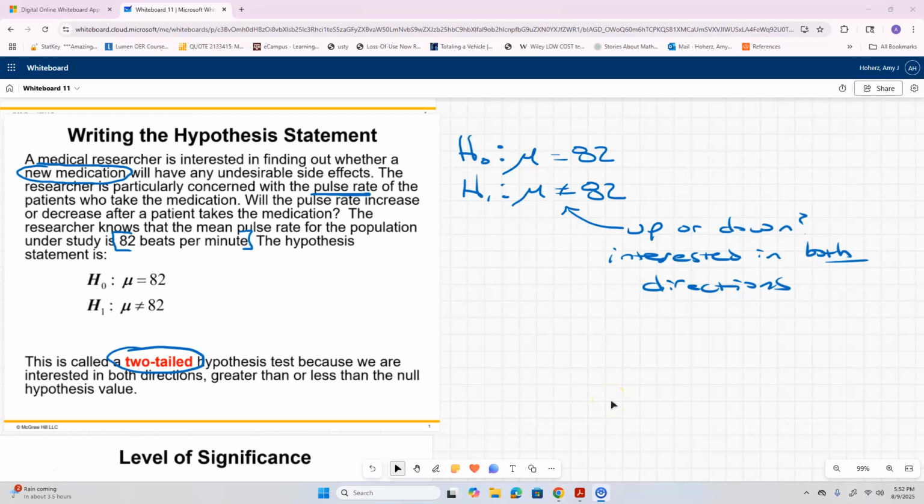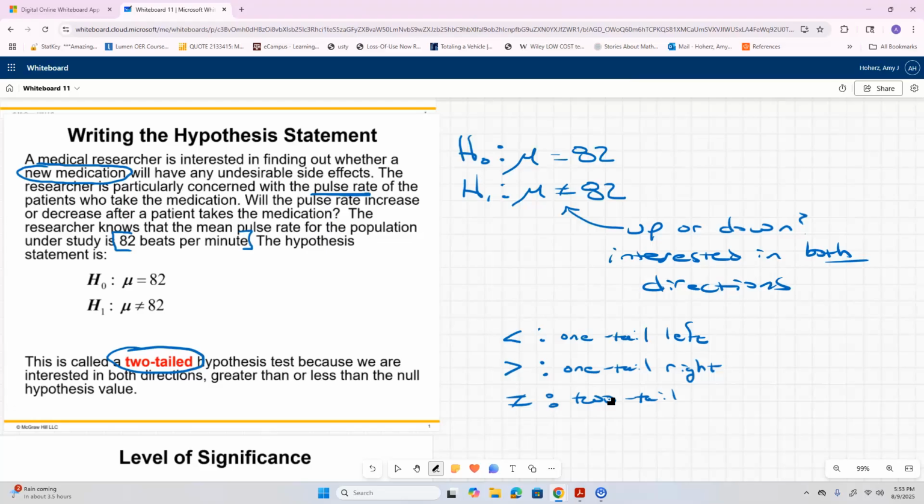So those are the three different things that could happen. Let's summarize. If it's less than, that's a one tail left or a left tail. If we end up with a greater than in our alternative hypothesis, that's a one tail right, greater than. And if we end up with a not equal sign, then that's a two tail.